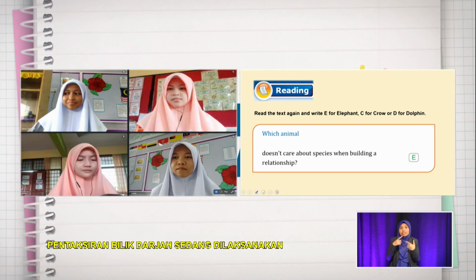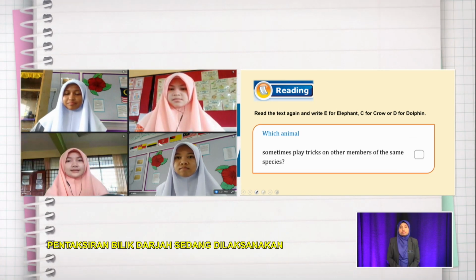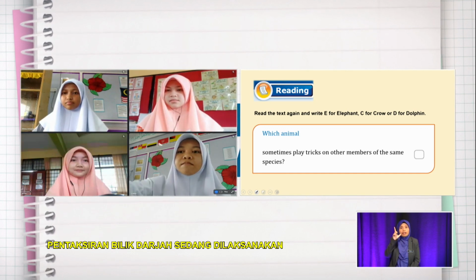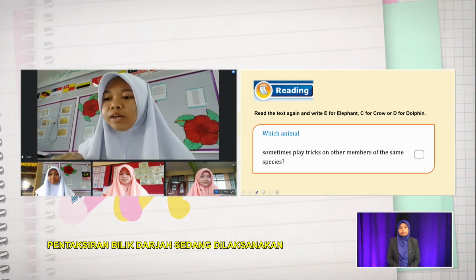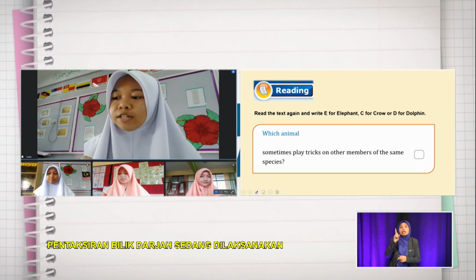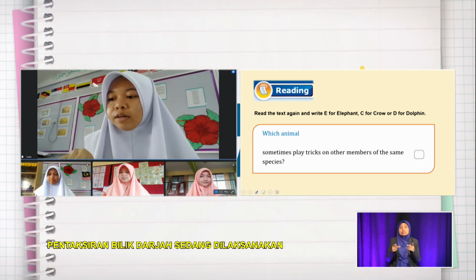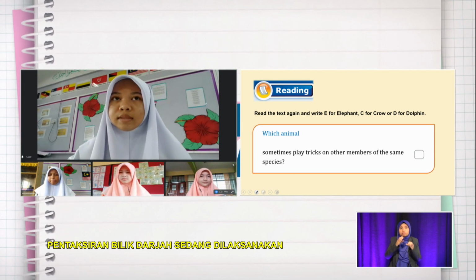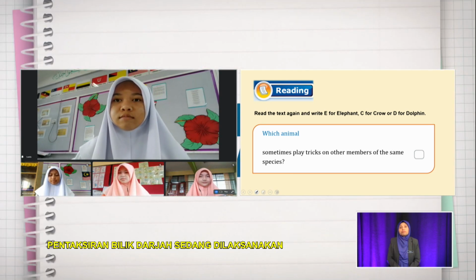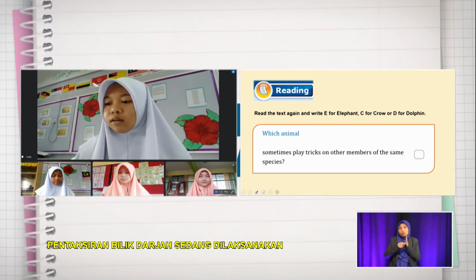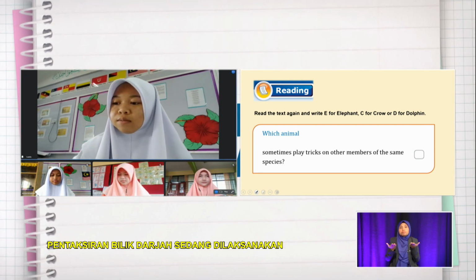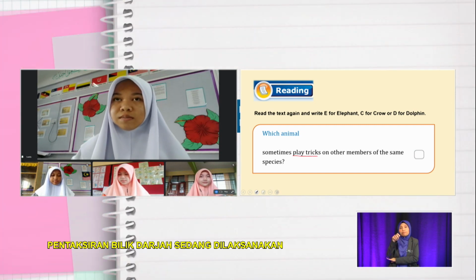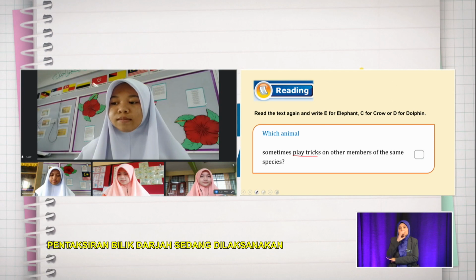Let's move on to the third question. All right, can I have a volunteer to read this question for me? Yes, Laili. Which animal sometimes plays tricks on other members of the same species? Okay, so which animal sometimes plays tricks on other members of the same species? Can you please identify the keyword? Play tricks. So which animal plays tricks? Can you find the similar keywords from the text?